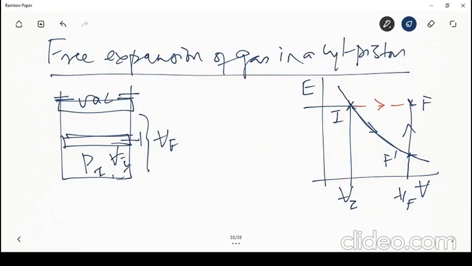So in order to evaluate the entropy change for an irreversible process, we basically need to construct a reversible path between the same two states, initial and final states, and then calculate the change in entropy for the reversible path, because that will be the same as the entropy change for the irreversible process. So we'll pause at this point and continue in the next lecture.